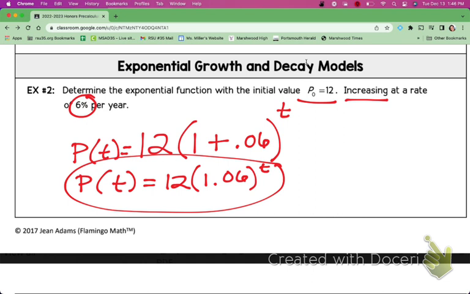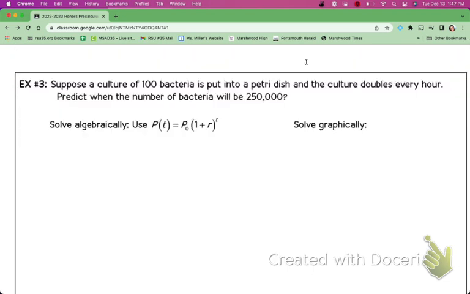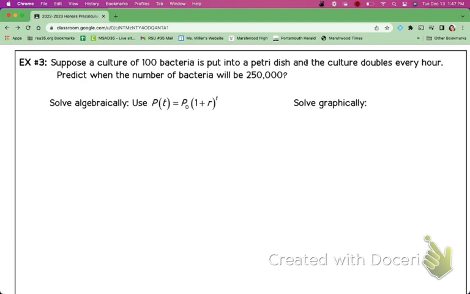All right, now let's start doing some solving. Example 3: suppose a culture of 100 bacteria is put into a petri dish and the culture doubles every hour. Predict when the number of bacteria will be 250,000. If we are doubling, what should be my growth rate? It would double by 100%, so the number inside your parentheses would just be 2. That would be your growth factor.